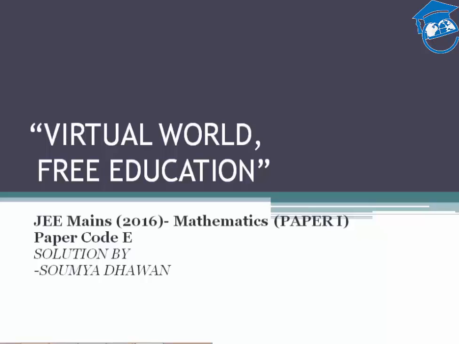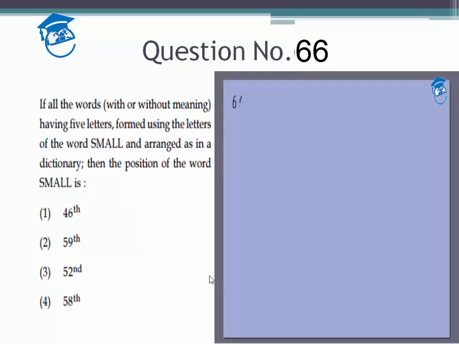In this video, we'll discuss solutions to Part C, that is Mathematics, for the 2016 JEE Mains paper. We will be following the test booklet code E. Next, we are given that the letters of the word SMALL are arranged according to the dictionary, and what is the position of this word?